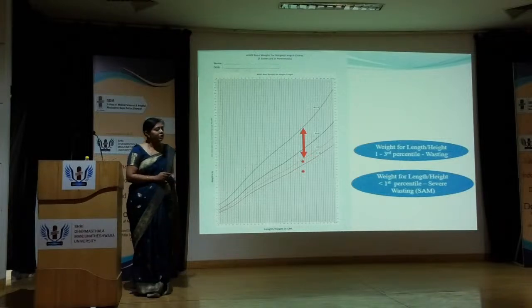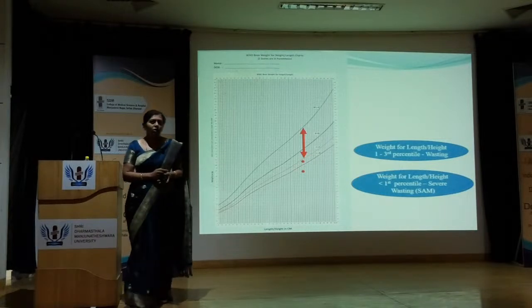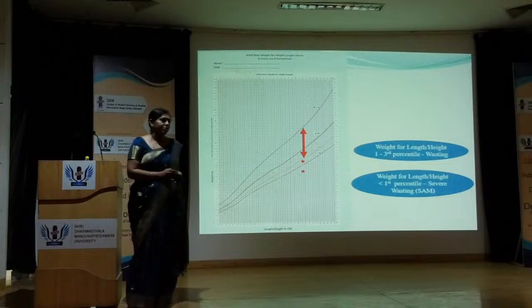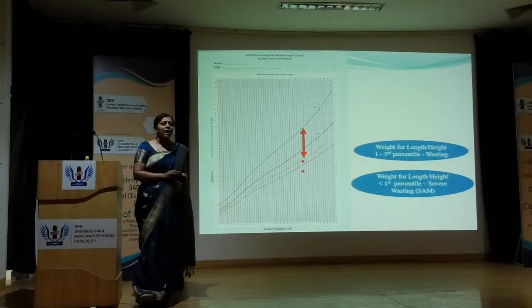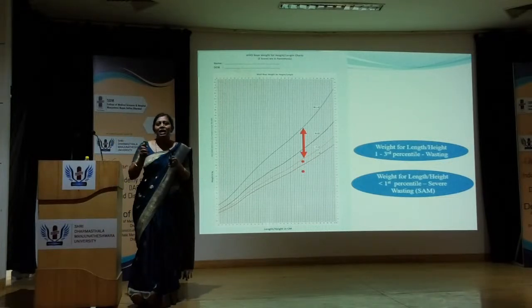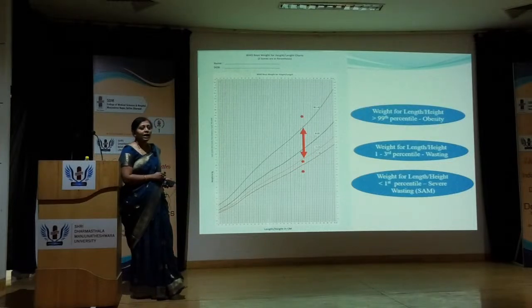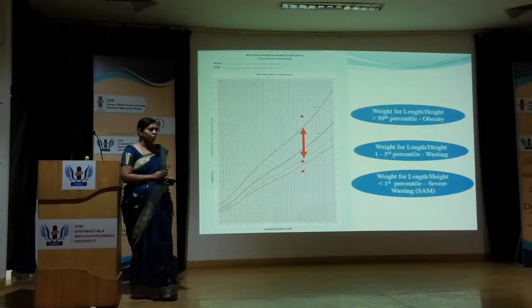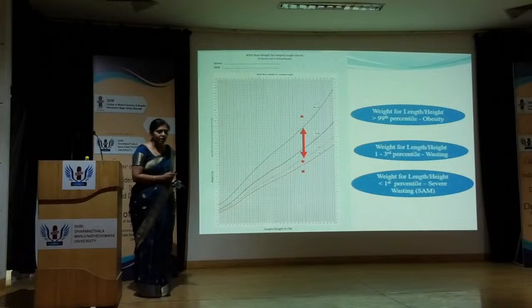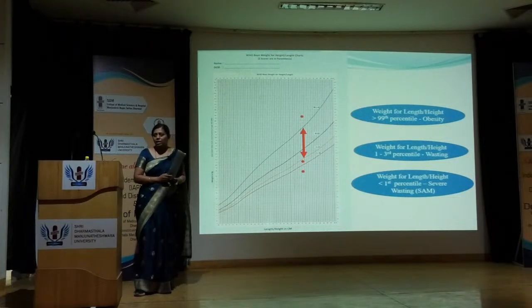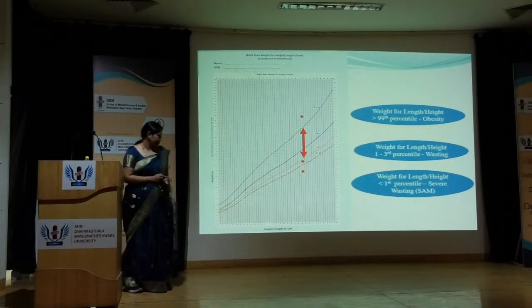So when we ask the definition of SAM, it is weight for length or weight for height, not the age. Because you are not able to maintain that much weight for that height. That is SAM. If it is more than the 99th centile, plus 3, we take it as obesity. But usually after 2 years, BMI tables are also available to count for obesity.